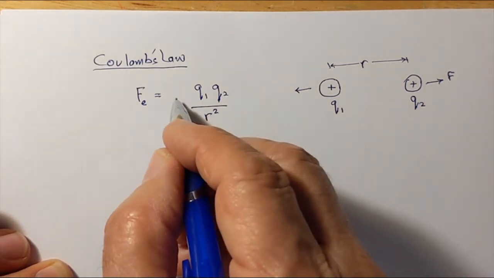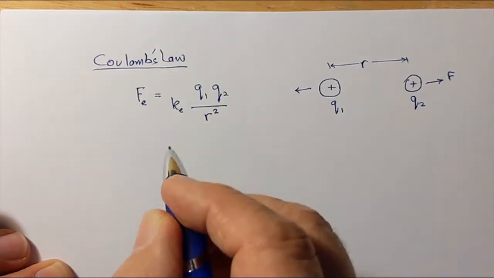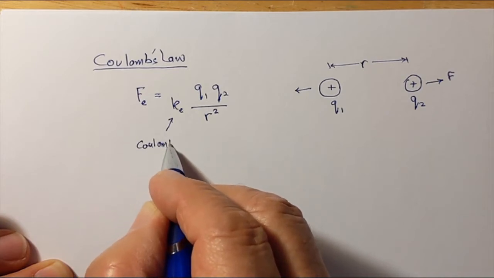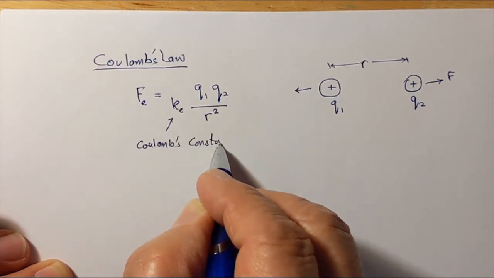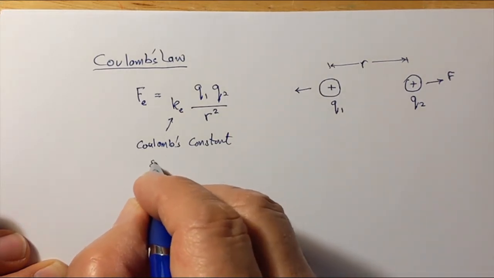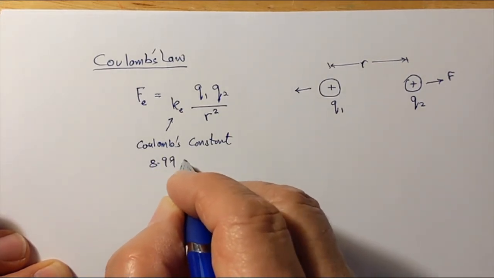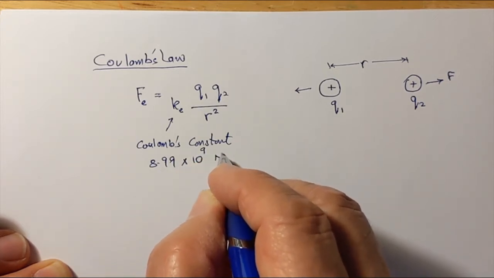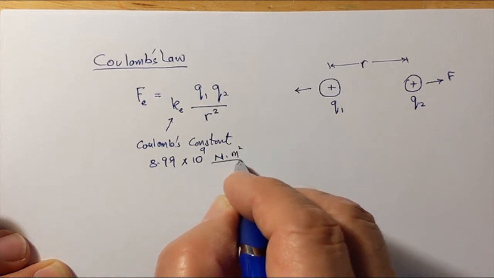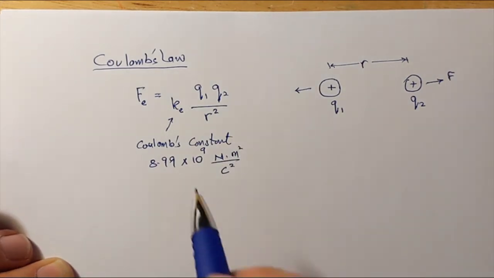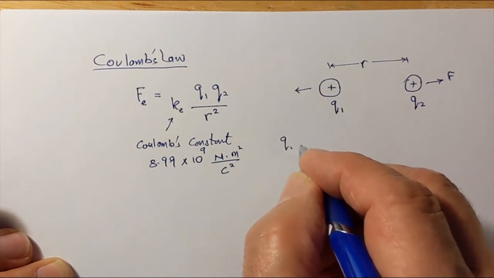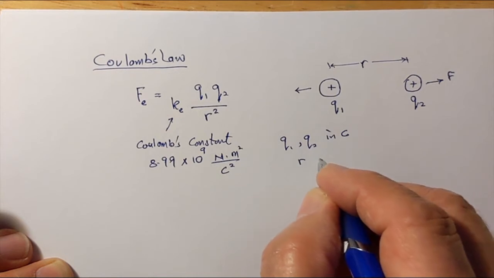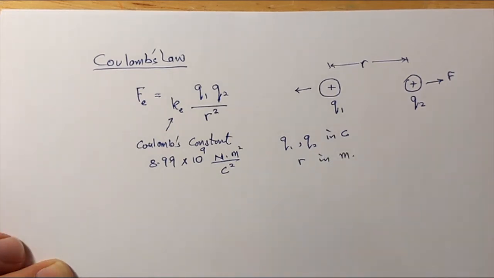And then we have a constant of proportionality, which is called Coulomb's constant. Its value is 8.99, well, there are more digits after it, but we can just stay with 3 digits, times 10 to the power 9, and the units are newton meter squared per coulomb squared. Q1 and Q2 are in coulombs, and r is in meters.